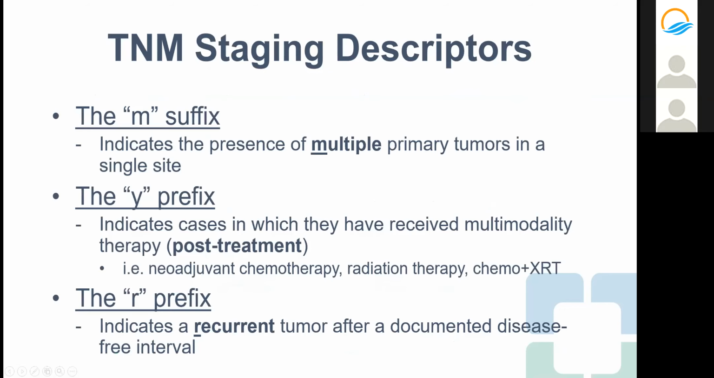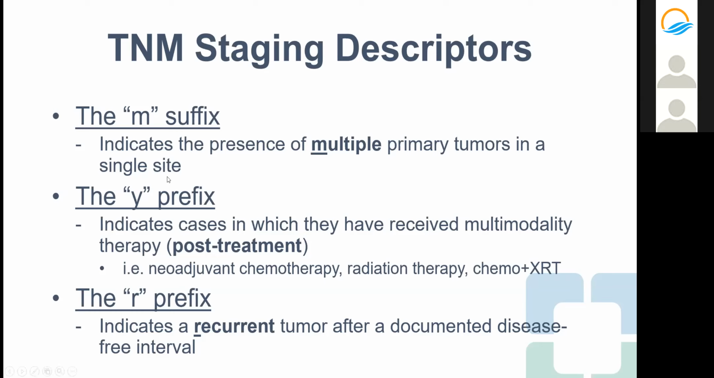There are a few more modifications we make to the TNM pathologic staging system, which includes a set of prefixes and suffixes, because we can never keep it simple in the world of medicine. So in case you encounter any of these in your pathology report, I wanted to just very briefly cover them. The m suffix gets placed after your T stage if you have multiple primary tumors at a single anatomic site. An example would be if you have 3 separate or multifocal GIST lesions within a single segment of small bowel, or within your small bowel.